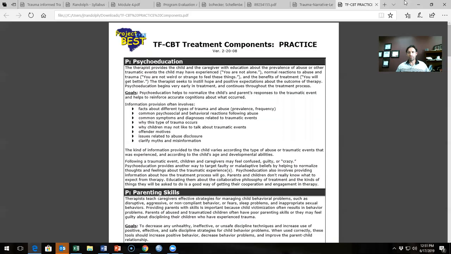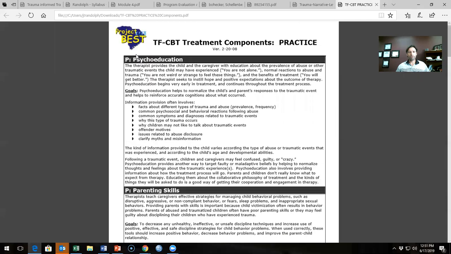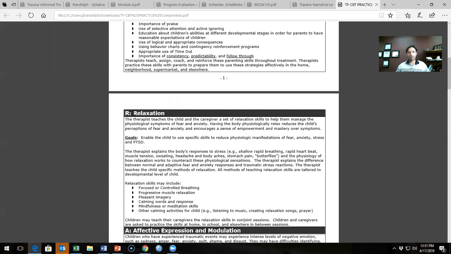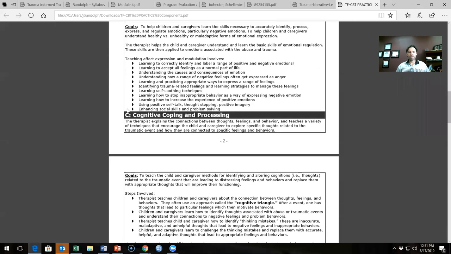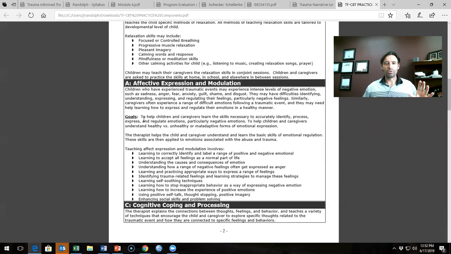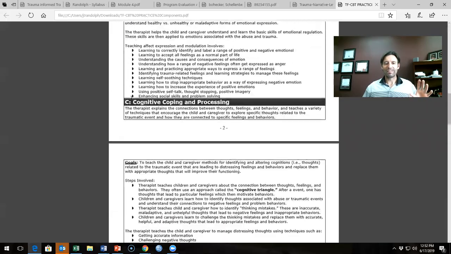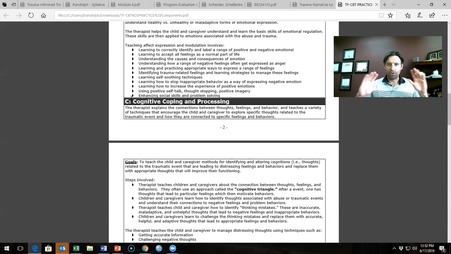So I want to bring your attention to the practice components again. Module 8 on TFCBT really covered the first two P's, PPR, relaxation. Now we're going into the AC. So Module 9 will really cover affective expression and modulation and cognitive coping and processing. Now I really want to instill a large sense that you can do this with anyone. So you can do the PPRAC with any client. You're fine.